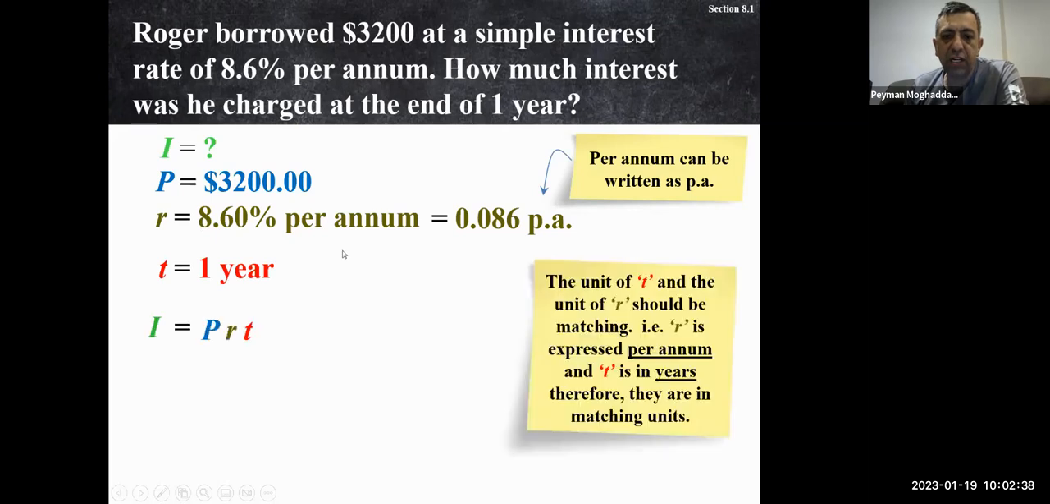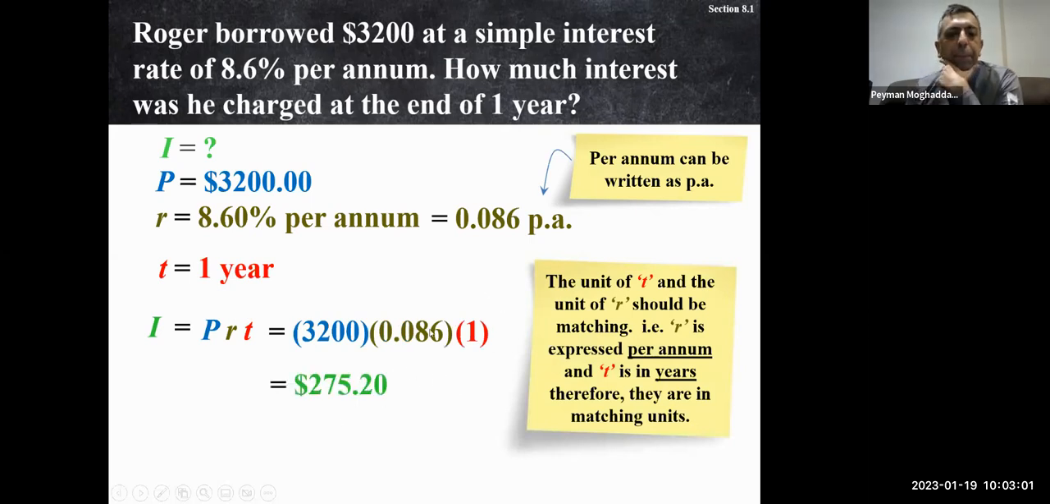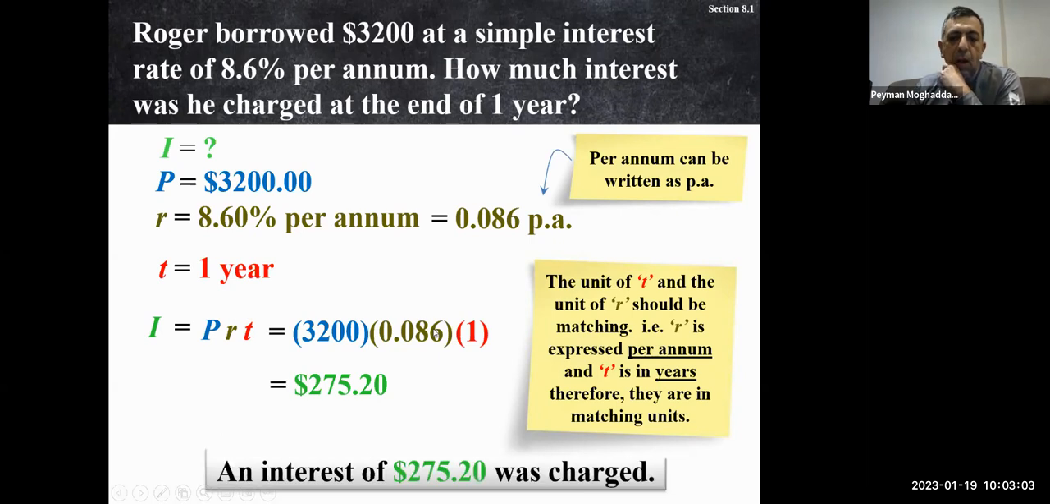After 1 year, I equals PRT. You have P, you have R, you have T. You multiply all together. Just make sure that the unit of R is the unit of T. The unit of R is per annum, per year, and this is a year, so everything is good. You just multiply them together and you get the number: $275.20. So an interest of $275.20 was charged.